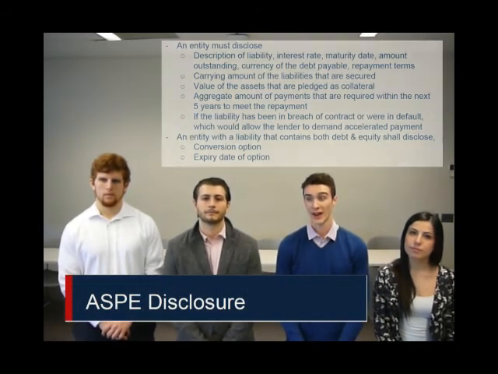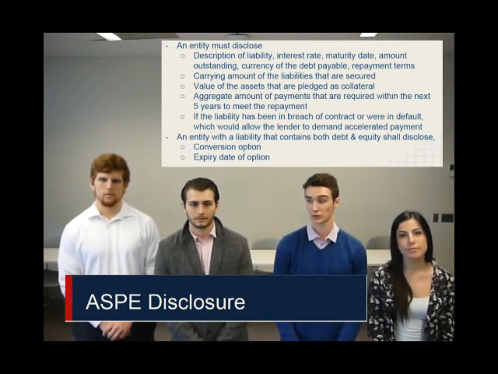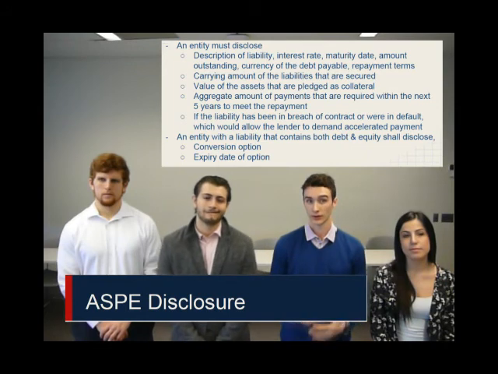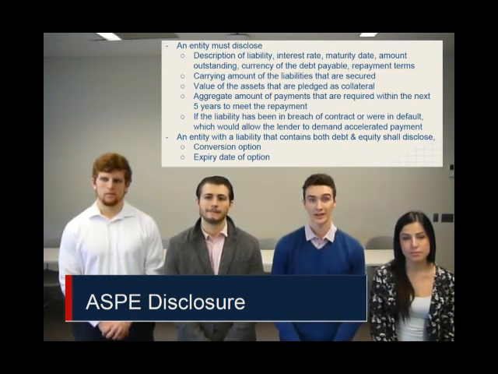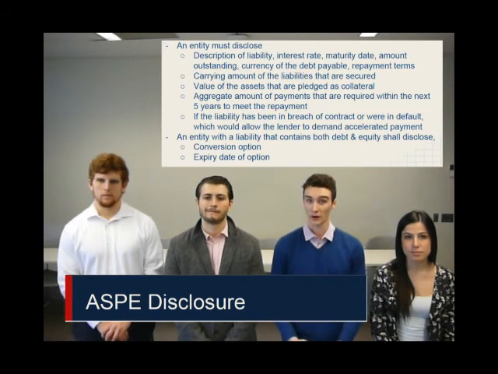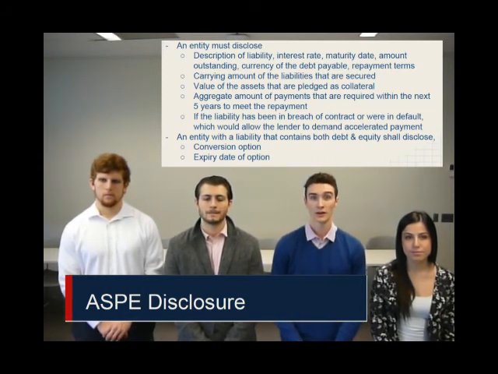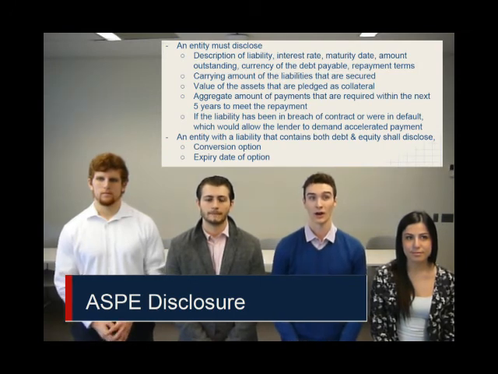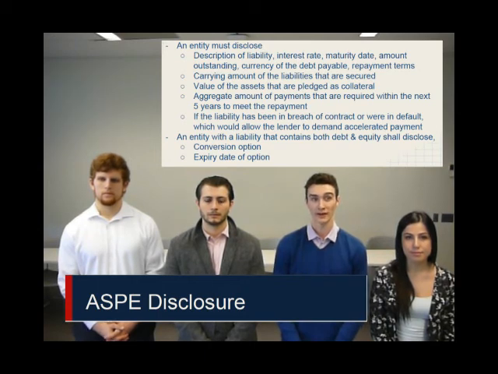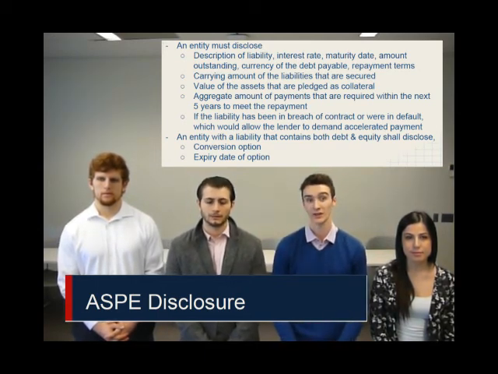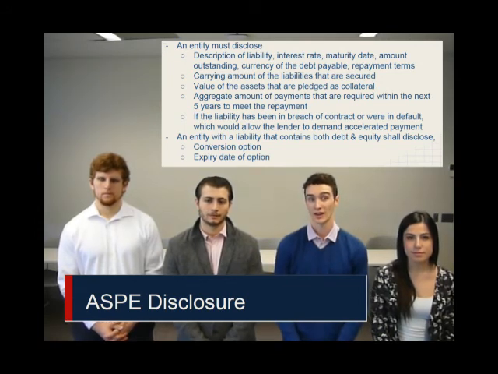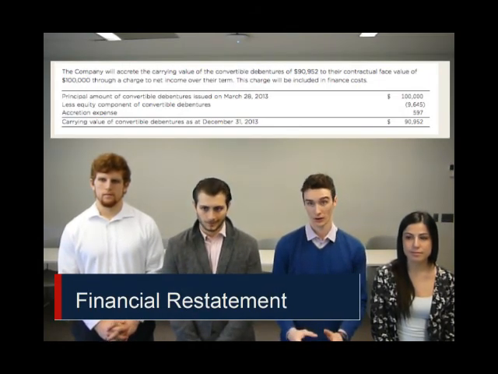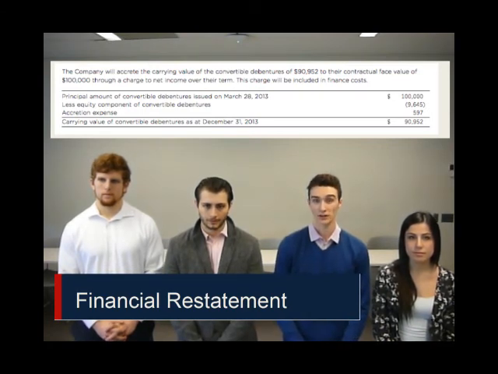So then, with respect to ASPE disclosure, an entity must disclose the interest rate, the description of a liability, the maturity date, the amount outstanding, the carrying amount of the collateral that is secured, the value of this collateral, the amount of the payments that are required within the next 5 years, and with respect to an entity with a liability that contains both debt and equity, they shall disclose the conversion option and also the expiry date of the option.